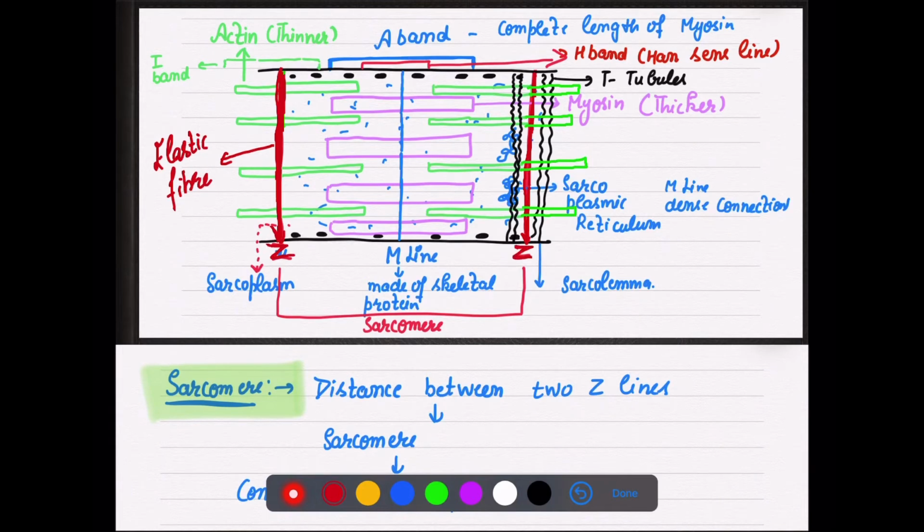So here you can see there are two Z lines which bisect these actin filaments, these green lines which we have drawn, or you can call them the I bands, from the center. मतलब बेसिकली सेंटर से अलग करना उसको. So that is the Z line. Now, the distance between one Z line and another Z line is known as sarcomere.